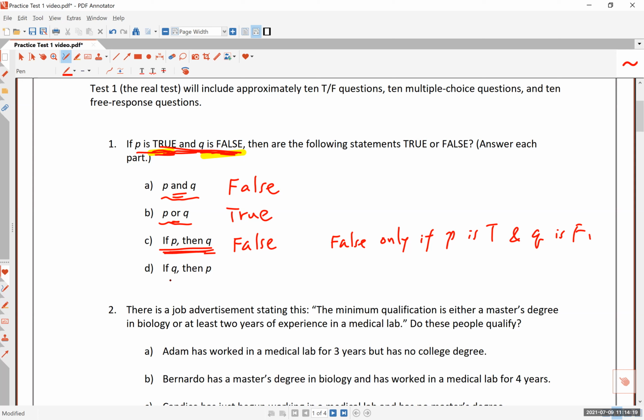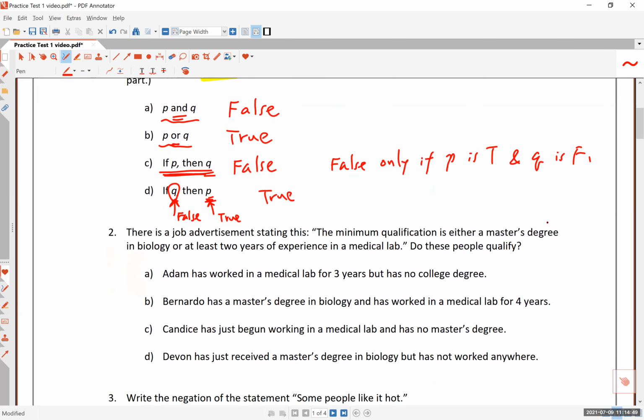Now here, the order is reversed. This is called the converse: if Q, then P. In this situation, Q, the antecedent, is false. That tells you that this whole statement has to be true, because if you assume a false statement, then you can say anything. The consequent P is true, but that is irrelevant. This statement is true just because the antecedent, Q, is false.